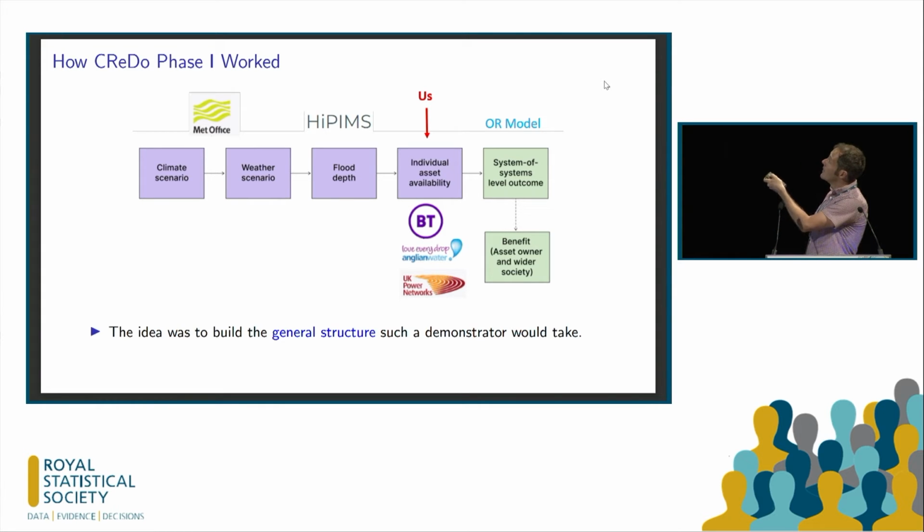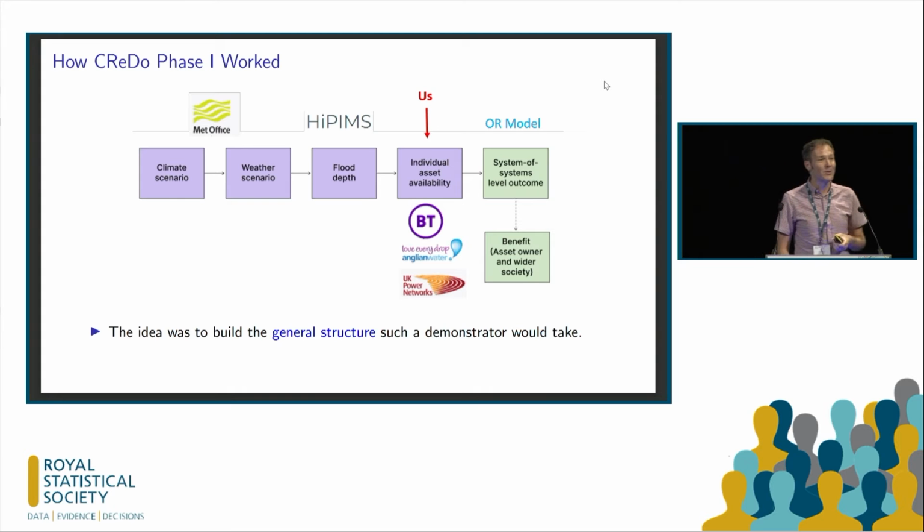And then what we needed to do was turn these flood depths into, well, which of these assets in the network are going to be working at this point in the extreme weather event, and which ones are going to be failed. And this is where we came in. And so our job was to then take this flooding at all of these different sites where the assets were housed and say, is this asset working or not?